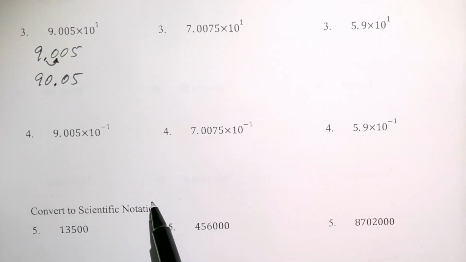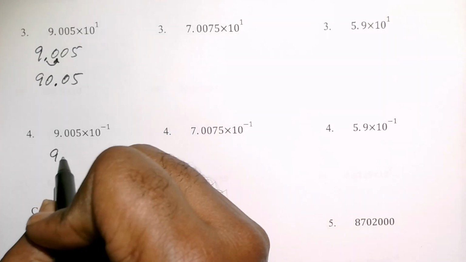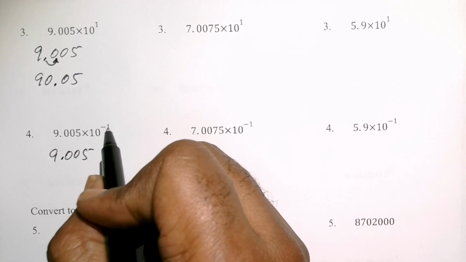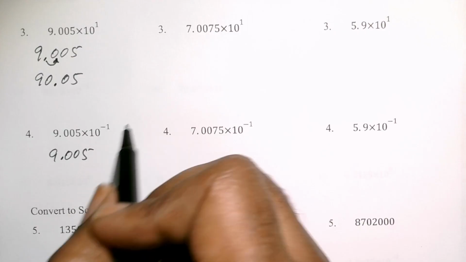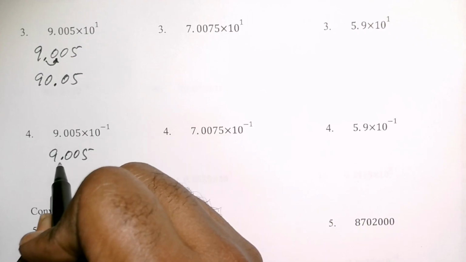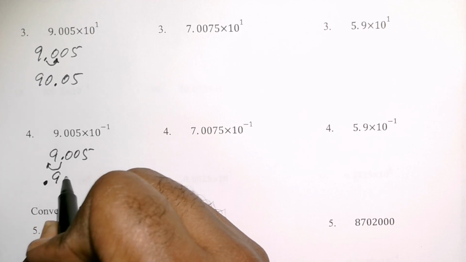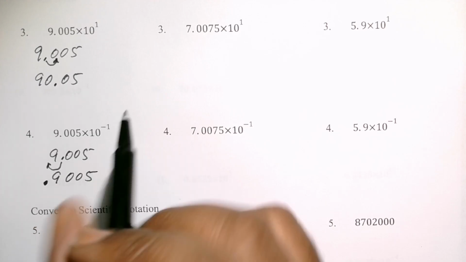Okay, next. We have 9.005. And this tells us that we need to make the number smaller by moving it one time to the left. So one time to the left puts the decimal right here. So now we have 0.9005.